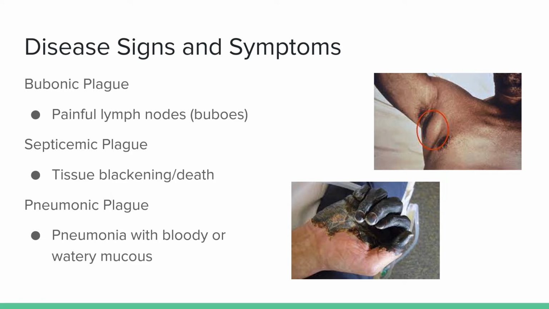The disease can also progress into a pneumonic plague, which causes pneumonia within the lungs, causing them to have fluid within them, and fever and coughing. And it can cause you to cough up bloody or watery mucus, and also cause the disease to be transmitted through infectious droplets.